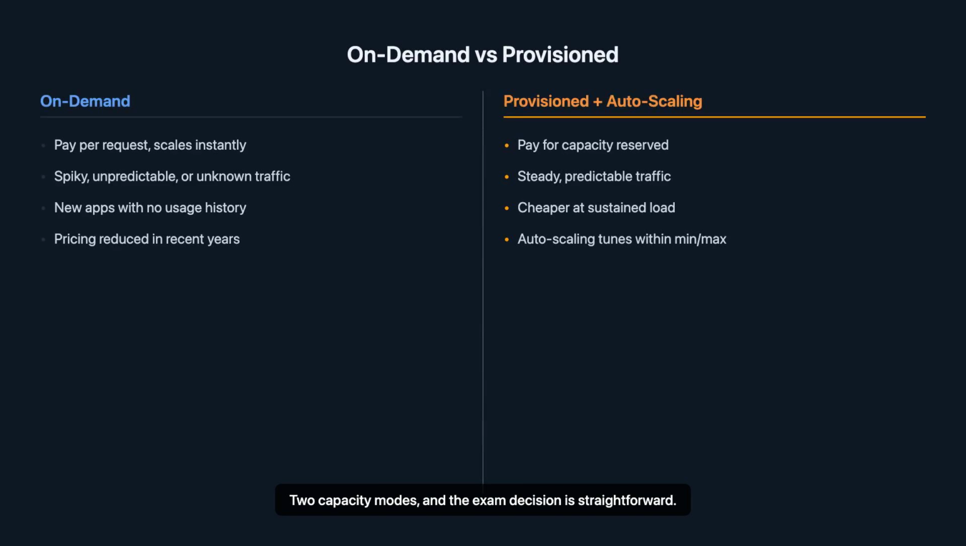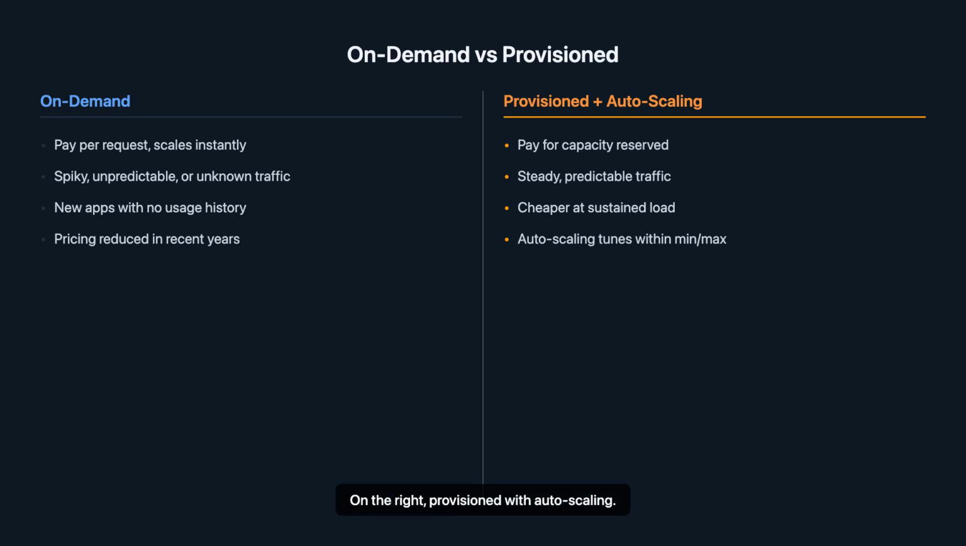Two capacity modes, and the exam decision is straightforward. On the left, on demand: you pay per request, the table scales instantly, and it's the right choice for spiky or unpredictable traffic, or for a new application with no usage history. Amazon Web Services has significantly reduced on-demand pricing in recent years, which makes it more attractive than it used to be for steady workloads too.